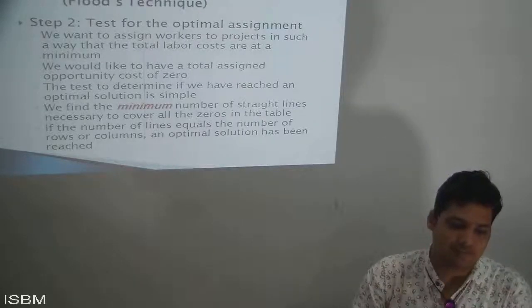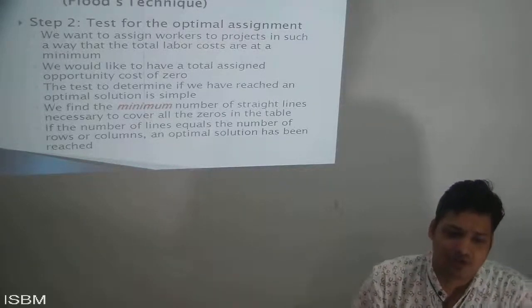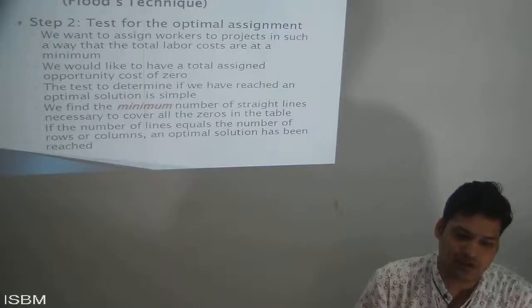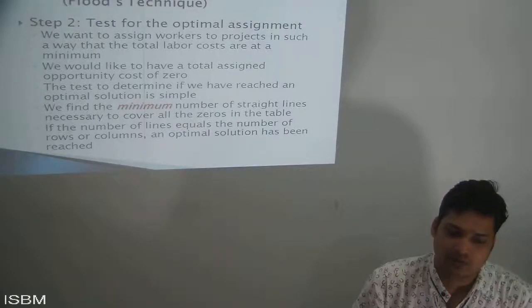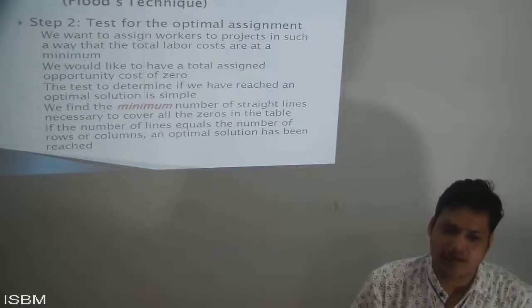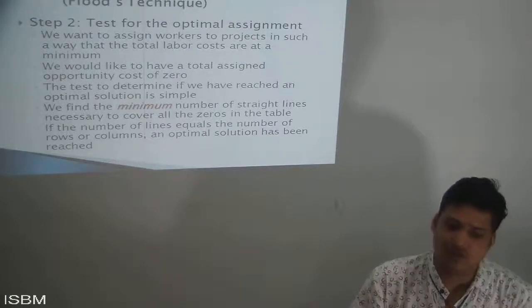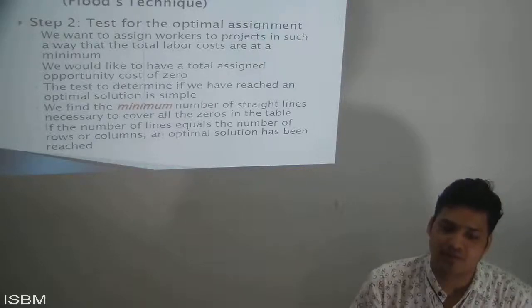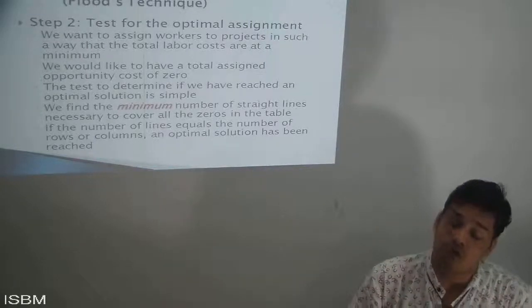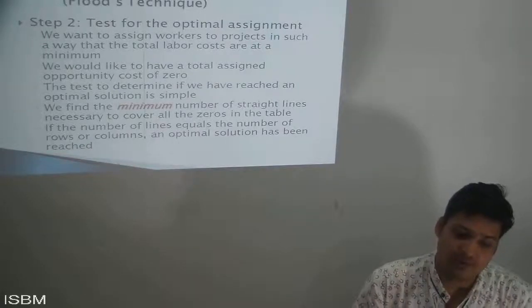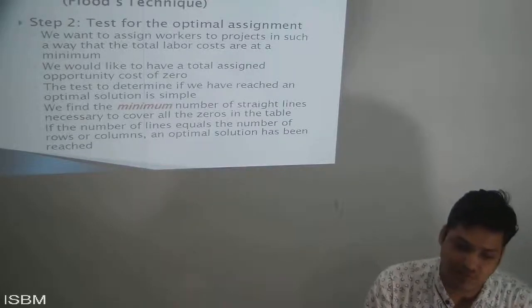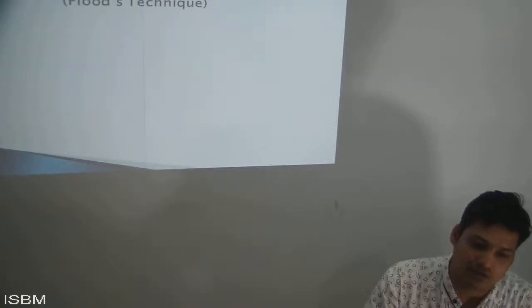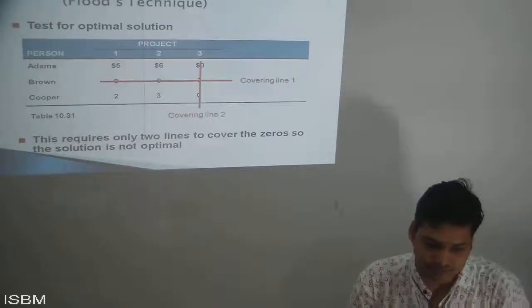Now test for the optimal assignment. We want to assign workers to projects in such a way that total labor costs are at the minimum. We would like the total assigned opportunity cost to be 0. The test to determine if we have reached an optimal solution is simple. We have to find the minimum number of straight lines necessary to cover all the zeros in the table. If the number of lines equals the number of columns, an optimal solution has been reached. So the number of lines has to be equal to the number of columns.